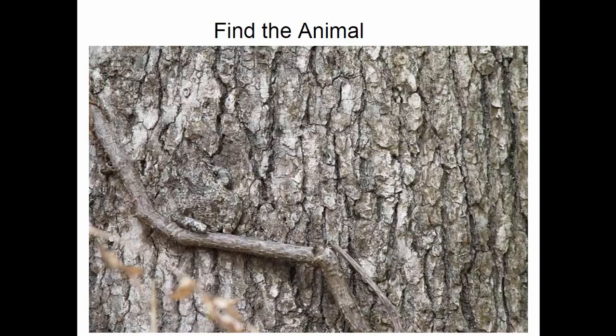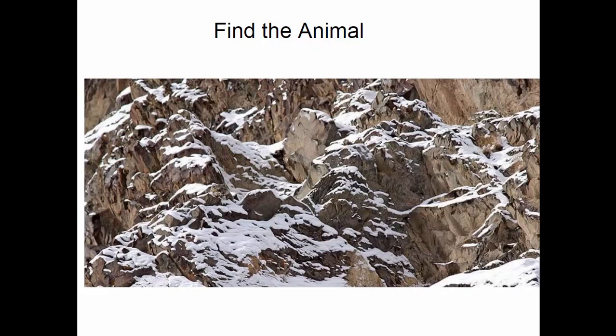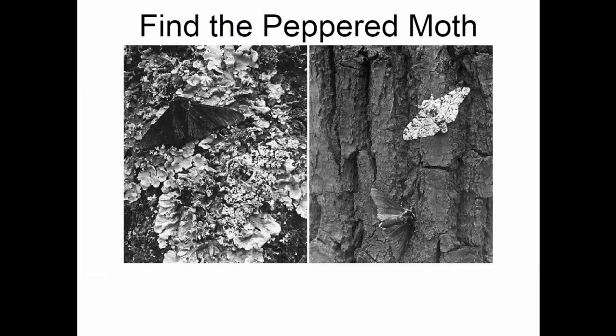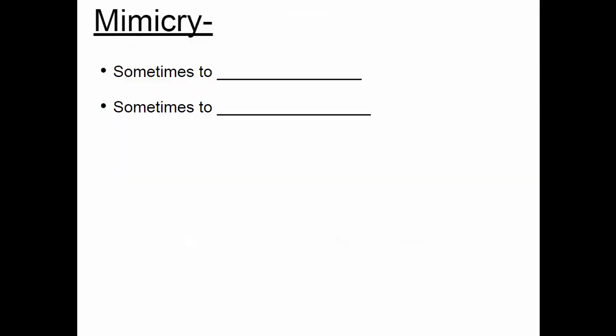Anything here? The bug. What is it? It's a frog. I saw the leg. Anything? Yes. Of course there is. Right there in the front. I think I see something. I can't tell what it is. It's like a bobcat. We'll talk about pepper moths tomorrow, but there's one here. It looks like lichen.